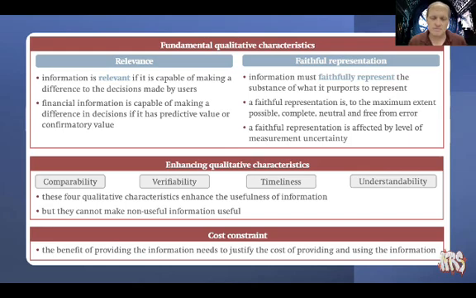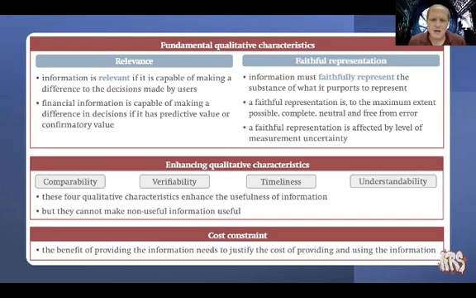Then in terms of verifiability: when I'm communicating this information, can people independently verify that? Be it my auditor, be it the user himself. Is there any way that he can go and compare that to some other market information or whatever the case may be?